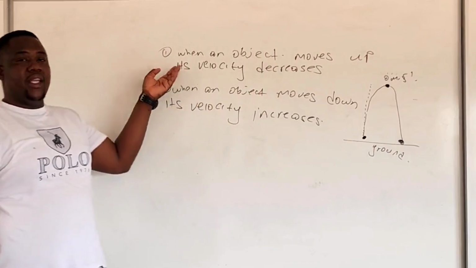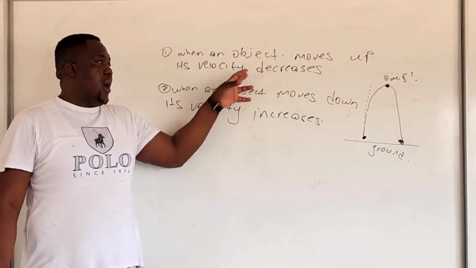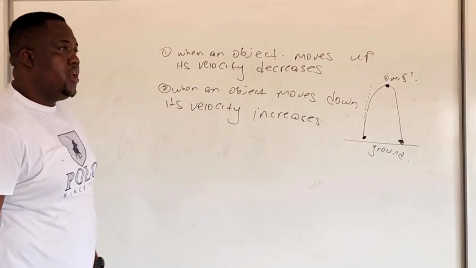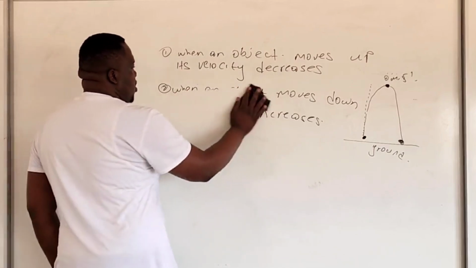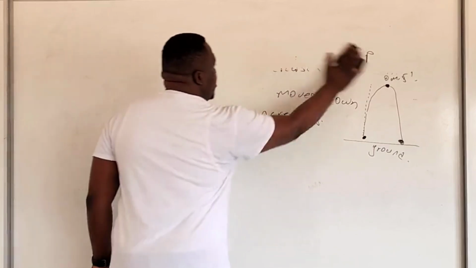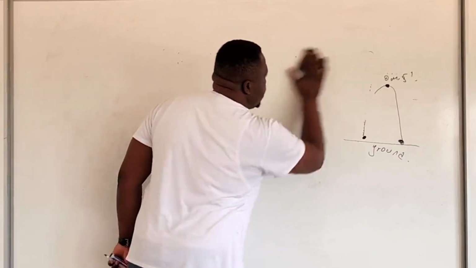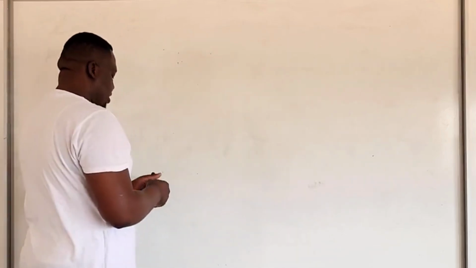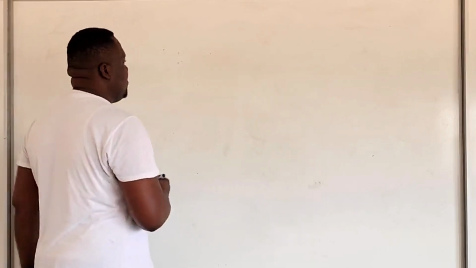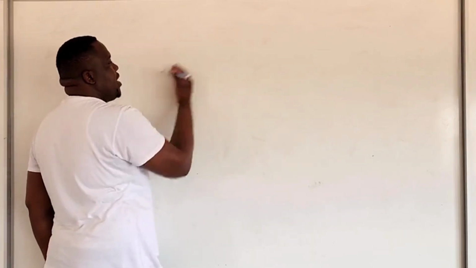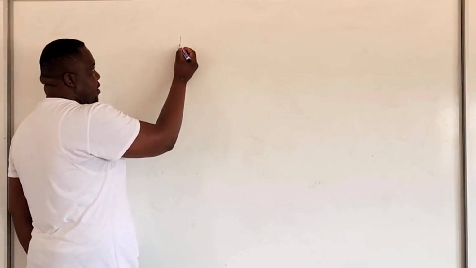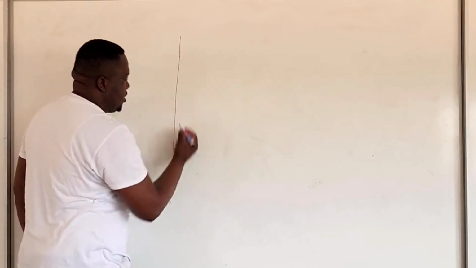These are two important statements. Our graph is going to start from these two important statements. Okay, let us start from the velocity versus time graph. The Cartesian plane for the velocity versus time graph is like this.